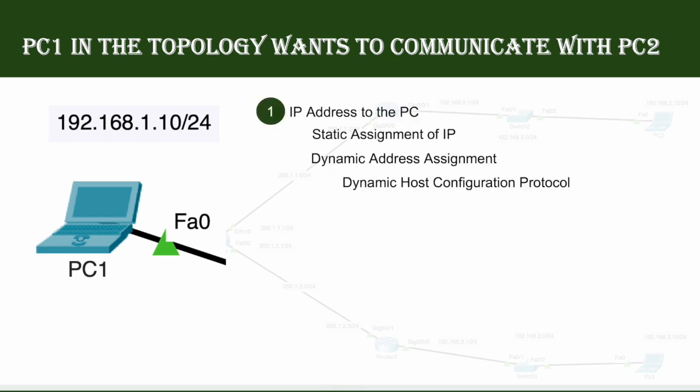192.168.1.10/24 is the IP address. So there are two questions you should understand in this scenario. How did this PC get the IP address? There are two methods through which a PC can get an IP address. One is static IP address assignment.